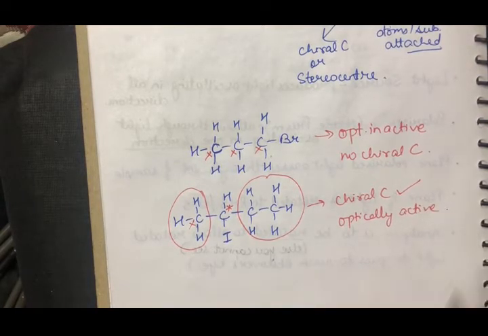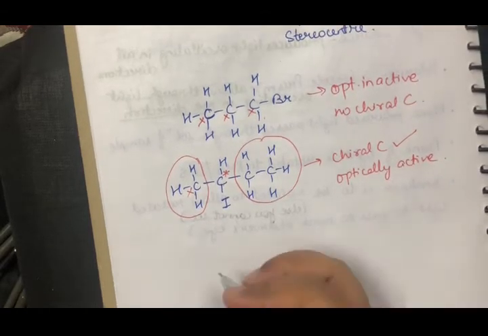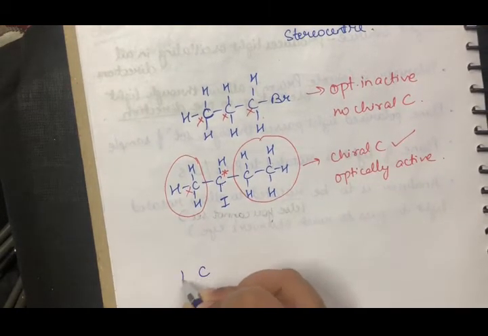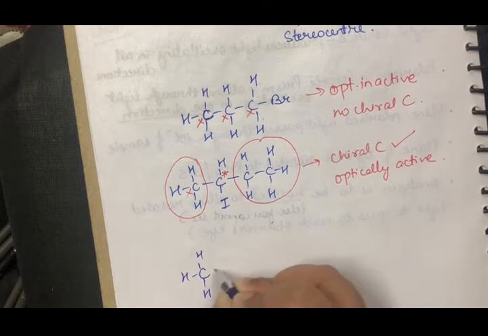What I want to say here is that even if one of the carbons in a compound is a chiral carbon, then you can say that the compound is optically active. Similarly, if I say, let's take another functional group now.